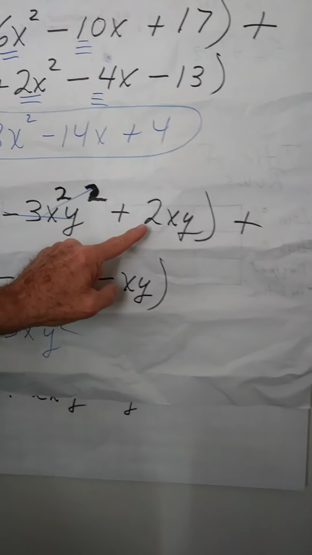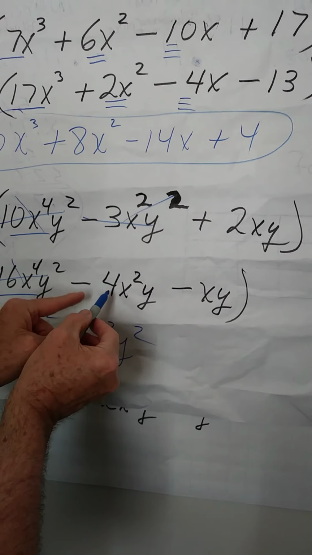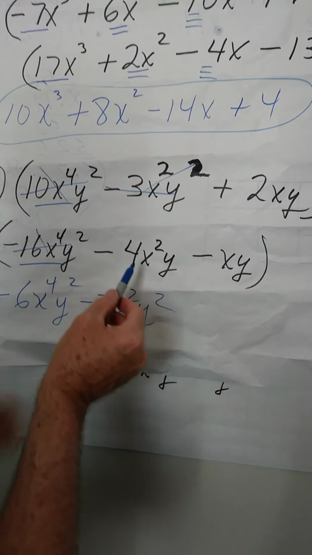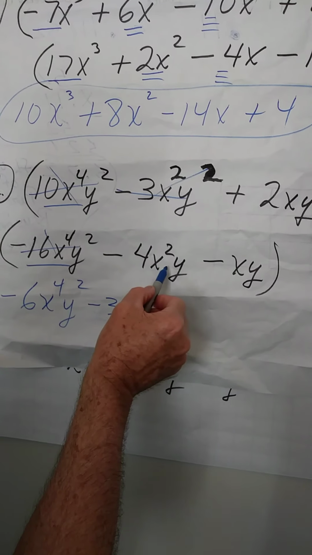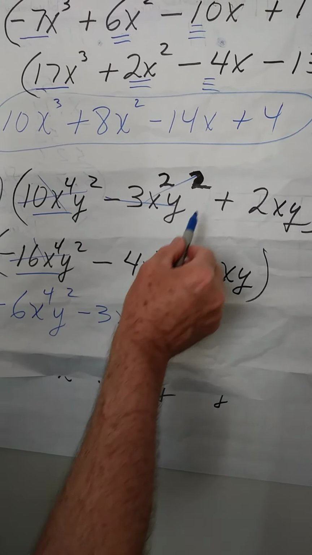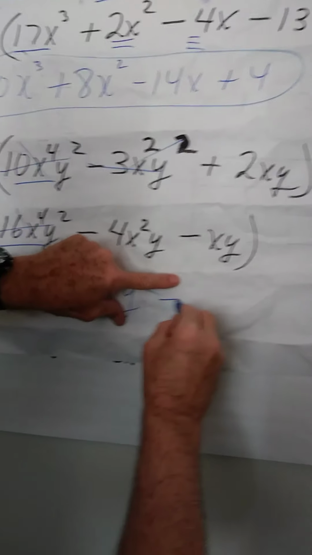You can either go to him, or if you want to come down to this second polynomial and realize that this variable part is x squared y, and we don't have any x squared y up there in the first, we can bring this one down as is.